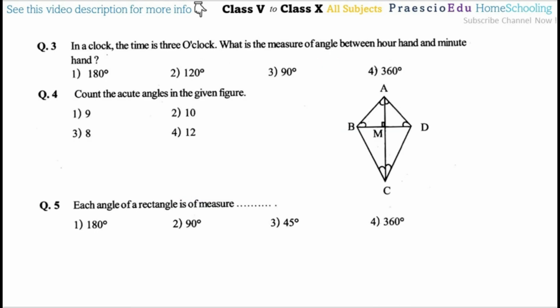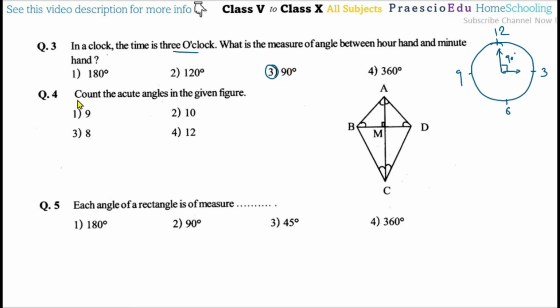Then question number 3, in the clock the time is 3 o'clock. What is the measure of the angle between the hour hand and the minute hand? Suppose this is a clock, we know 12 is at the top, 3 at the right side, 9 at the left side and 6 at the bottom. Now 3 o'clock means the hour hand is at 3 and the minute hand is exactly on 12. This is 90 degrees, meaning a right angle. So option number 3 is correct.